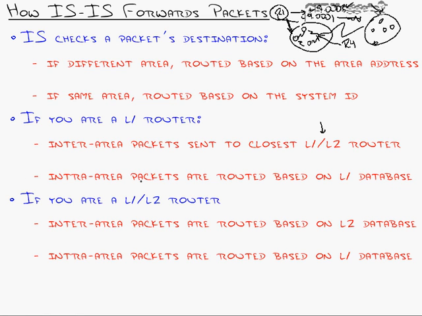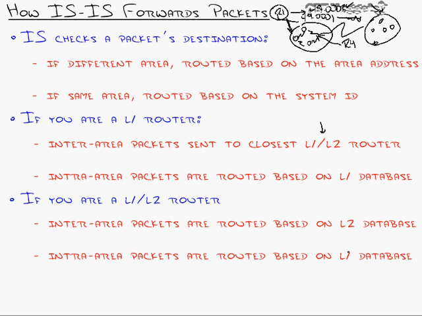Now, the intra-area packets are going to just be routed based on the level 1 database. Remember, level 1 routers know what's in their area, so they can reach all the other systems based on their system ID. Now, if you are a level 1/level 2 router, a backbone router, you know it all. You know about other areas. You know how to reach them. So any packets that you receive, whether they're inter-area or intra-area, you know how to get there. And you're going to be using your own databases that have all the subnets and all the OSI information to move those packets around the network.